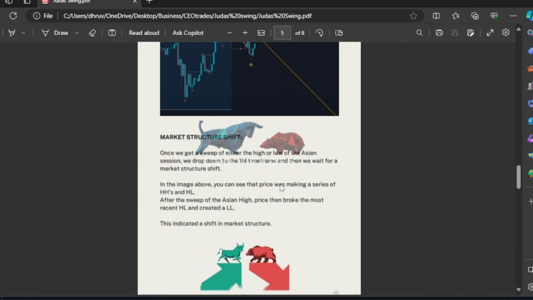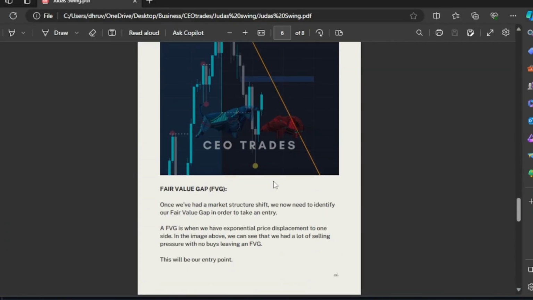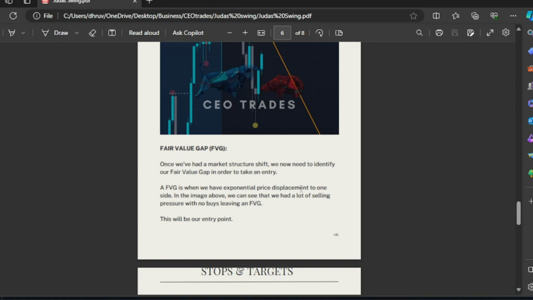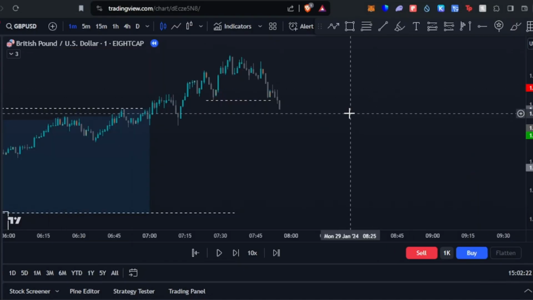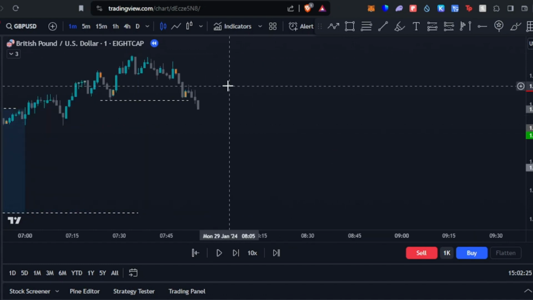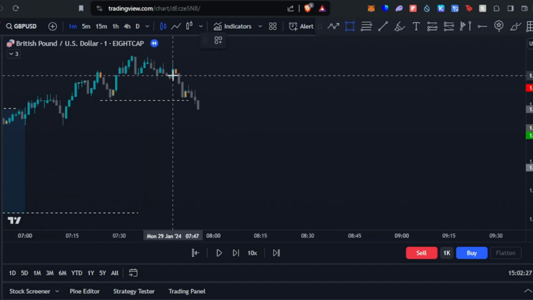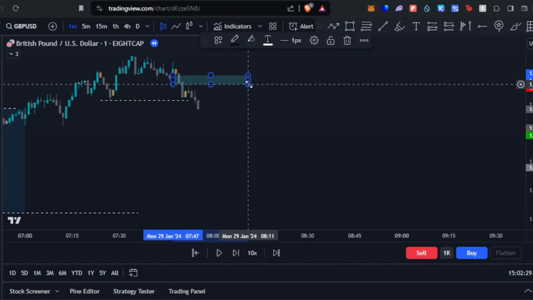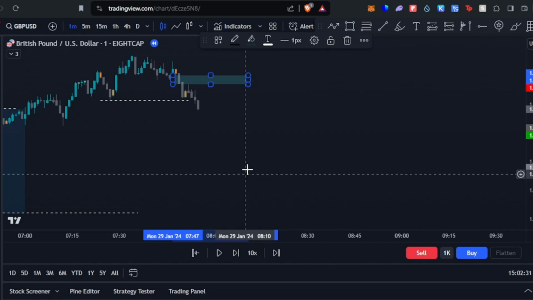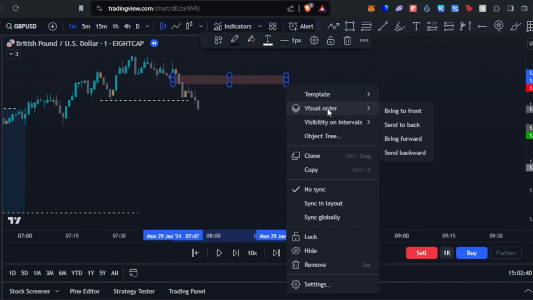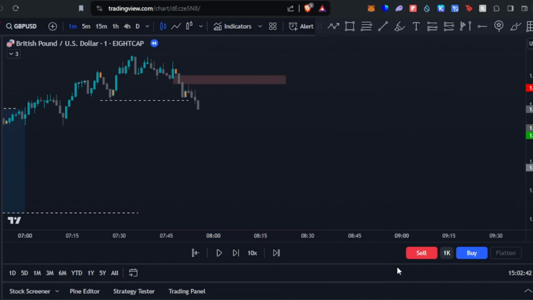And once we've identified our market structure shift, our next step is to identify a fair value gap, because a fair value gap is where we have exponential price displacement to one side. Now, this is also going to become our entry. So in this instance, if we take a look at the charts, we can see that right here we've got this bearish fair value gap, and now this is going to become our entry point.